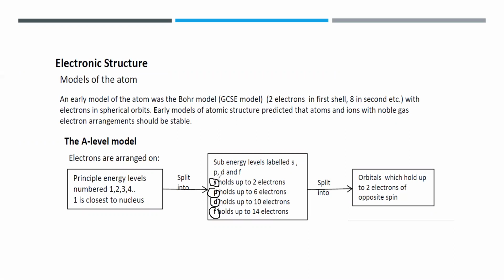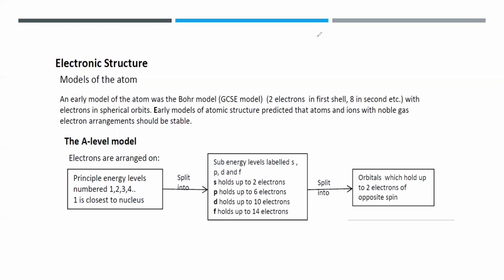The S subshell can hold a maximum of 2 electrons, the P subshell a maximum of 6, the D subshell a maximum of 10, and the F subshell a maximum of 14 electrons. And these subshells are further divided into orbitals. And each orbital can hold a maximum of 2 electrons in opposite spin.